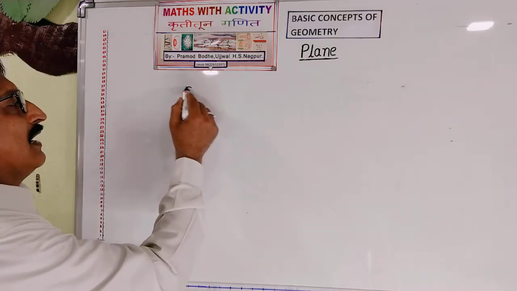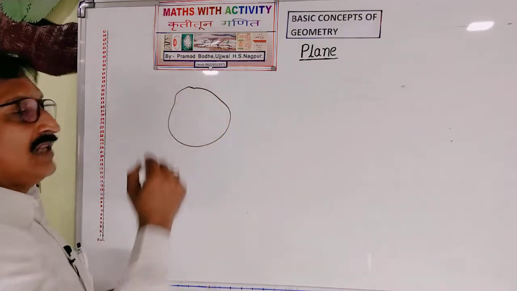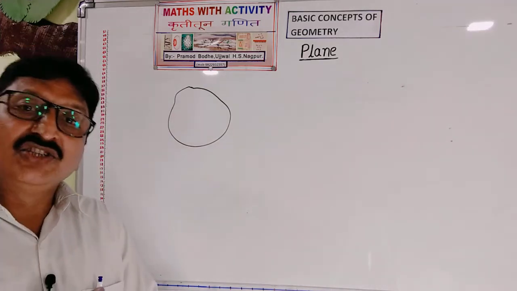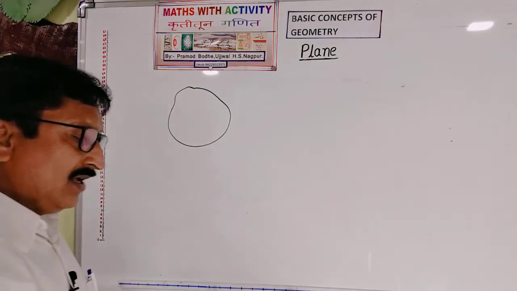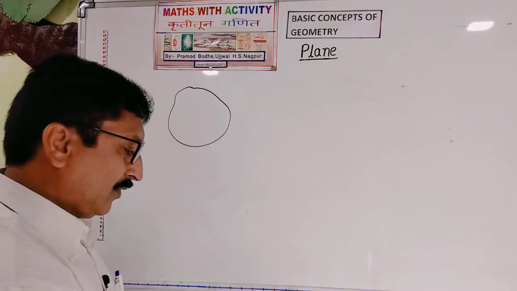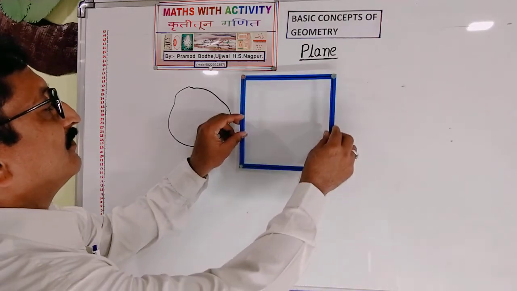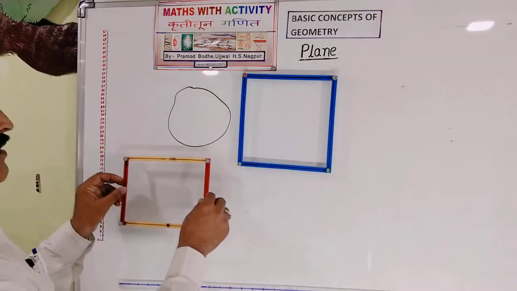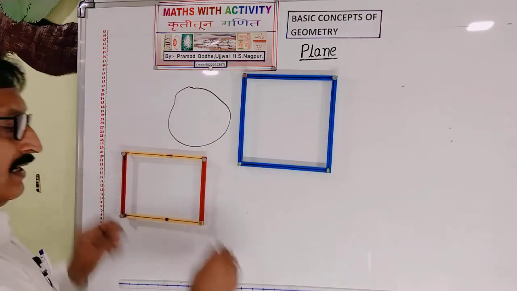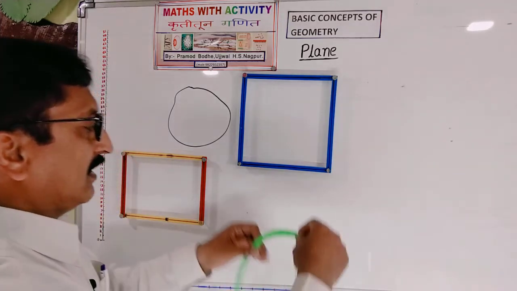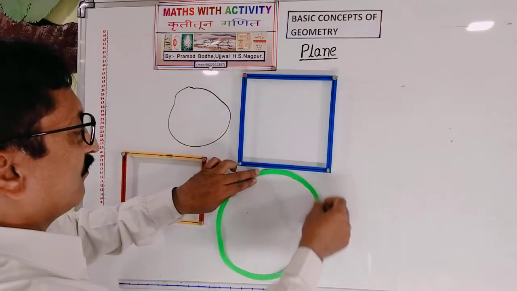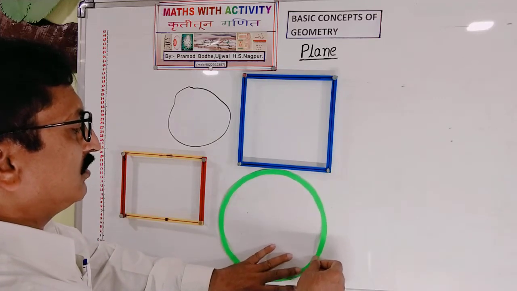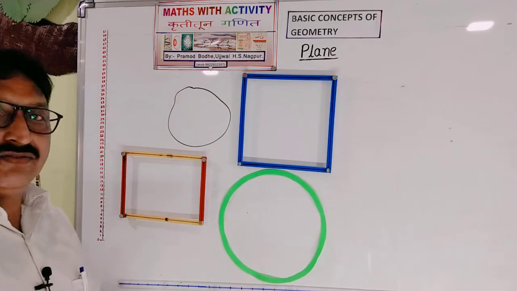Suppose I draw a diagram here. This is also a plane. That means a plane does not have any specific shape. But in our study we have to use some specific types of shapes. This is a square, this is also a plane, this is a rectangular plane. Just take another type of surface. This is a circular plane. That means while studying you have to use different types of planes.